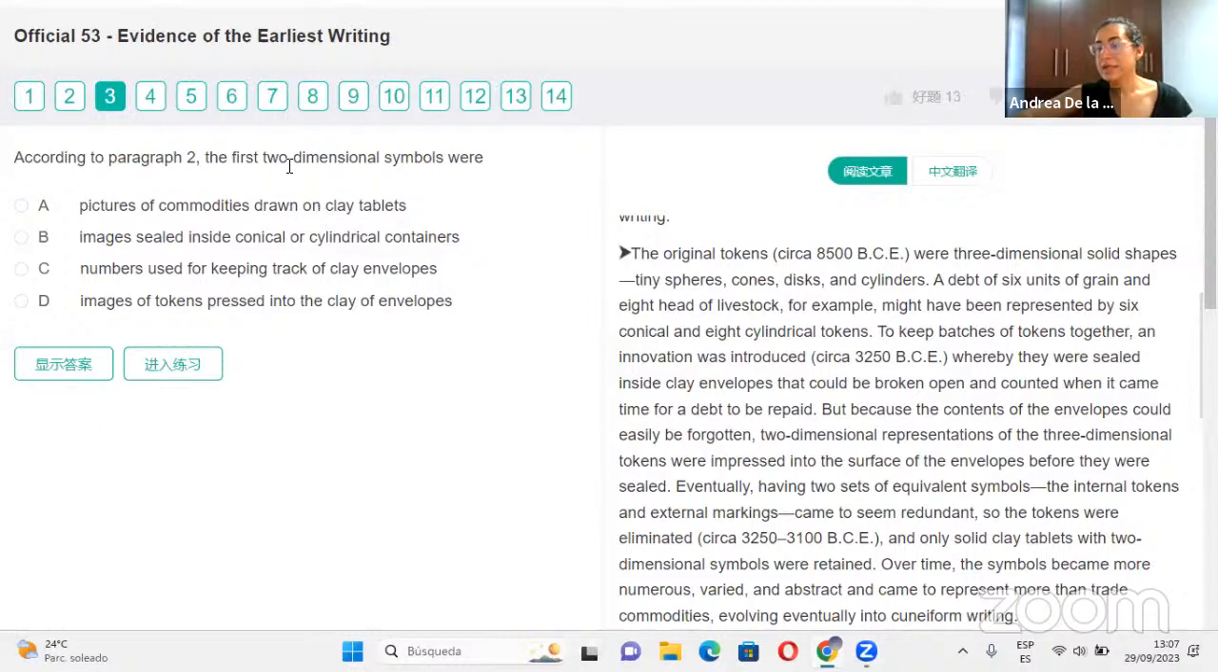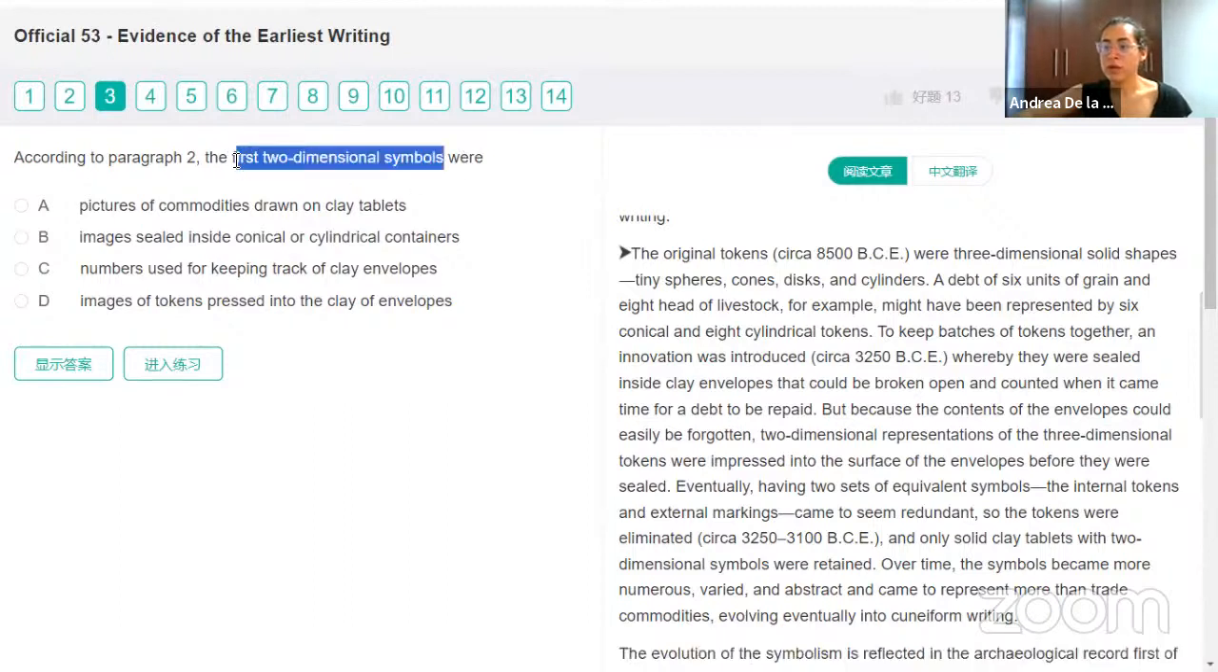Okay. It's a detailed question, right? What the first two-dimensional symbols were. They're asking specifically about something. So we identify the keywords, first two-dimensional symbols, and we look for that in the text. Where do they mention them?